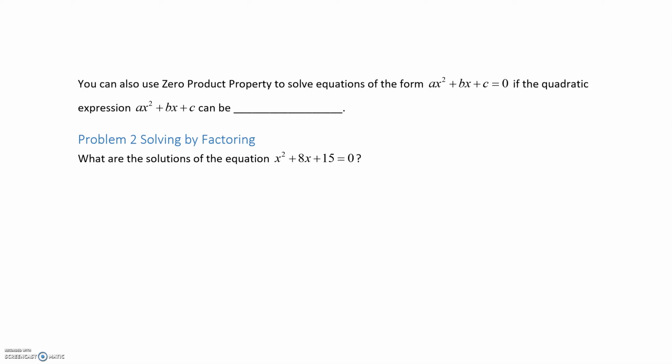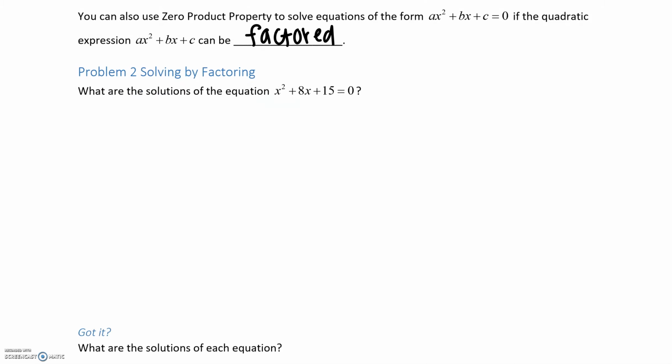If we move down to the next page, we can also use the zero product property to solve equations in the form ax squared plus bx plus c equals 0 if the quadratic expression ax squared plus bx plus c can be factored. I know you all loved factoring last chapter. We're going to use it again.